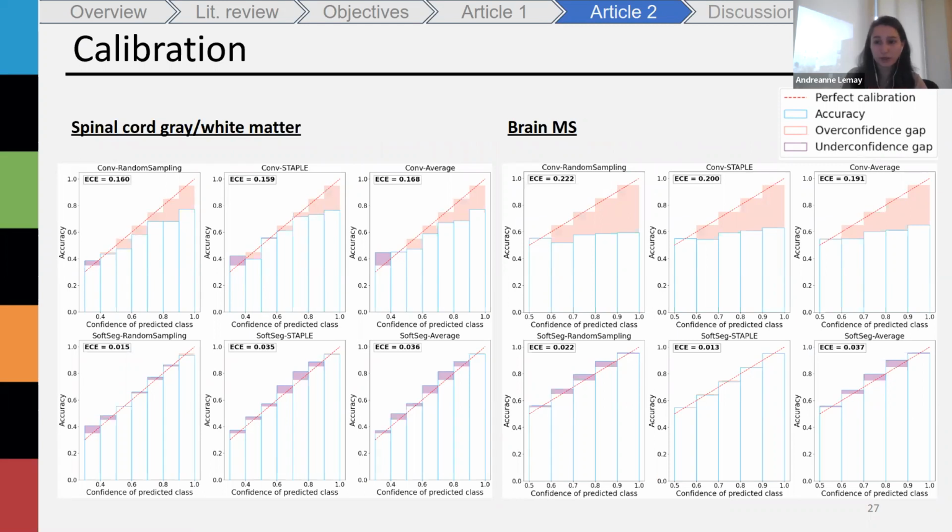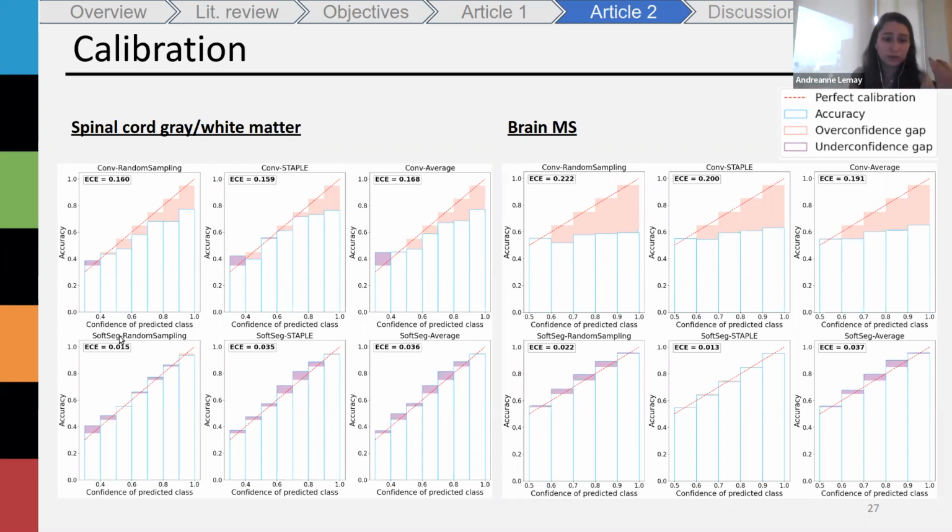So we can see pretty similar trends here. Once again, the first row are all the conventional models. The second row are all the SoftSeg models. If we look at the conventional models, we can see that they all have a more or less important overconfidence gap, which is kind of what we expected because we know that neural networks are usually overconfident. These overconfidence gaps are the pink rectangles, which are the gap between the actual accuracy and the confidence of the model.